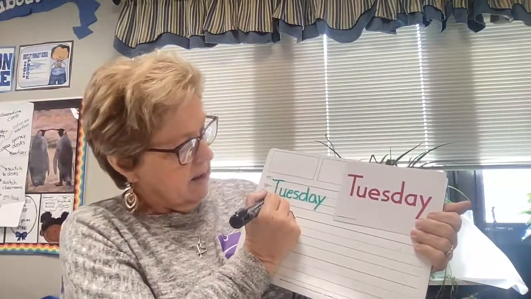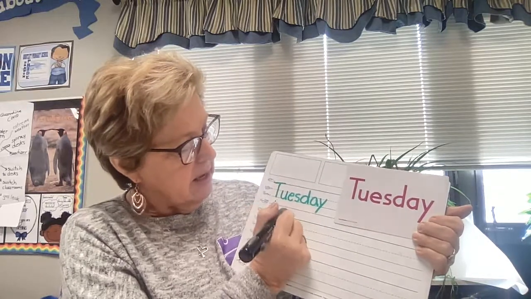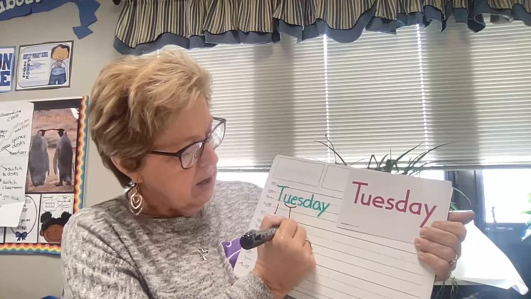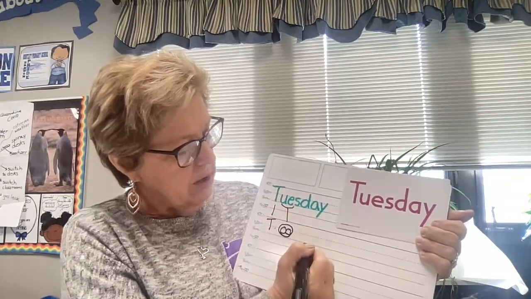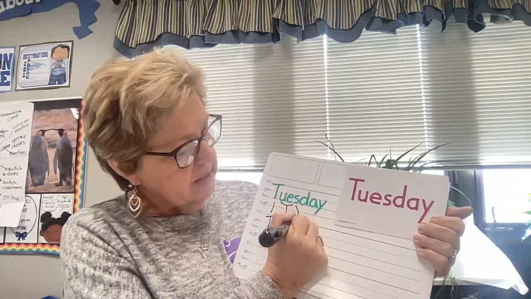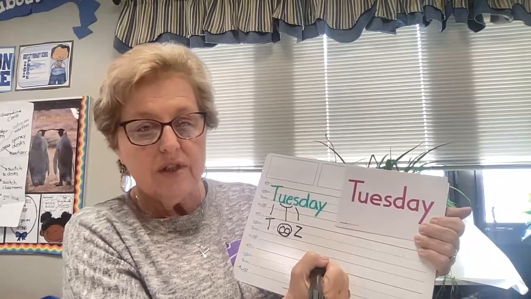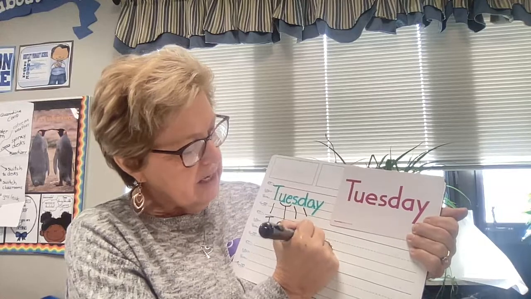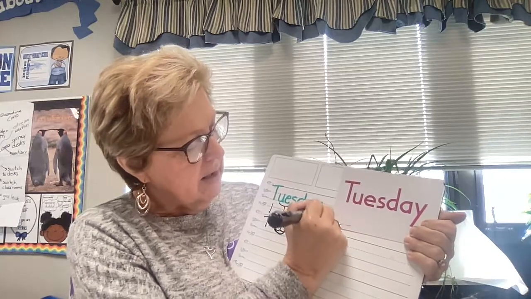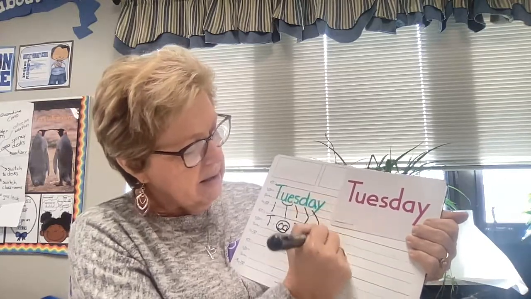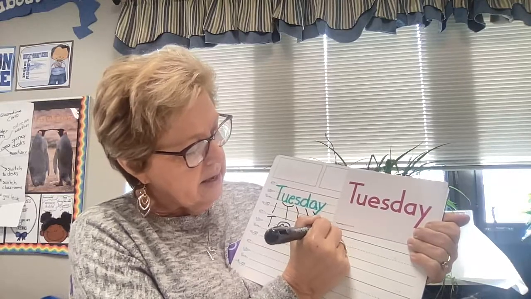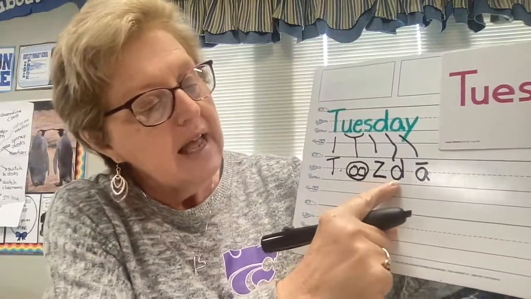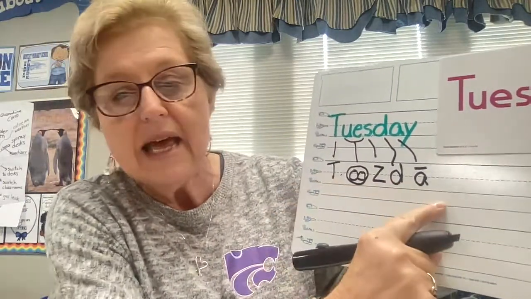All right, let's map it out. Capital T. U-E makes the sound of oo, the double vowel oo. The S makes Z. Tuesday. The D makes the sound of D. And then AY makes a long A sound. Tuesday.